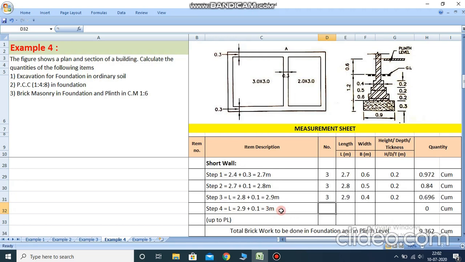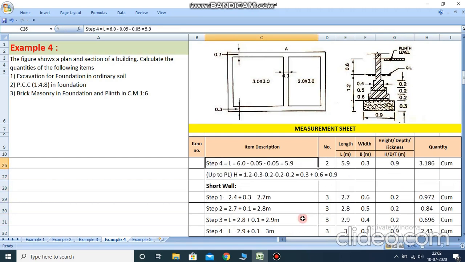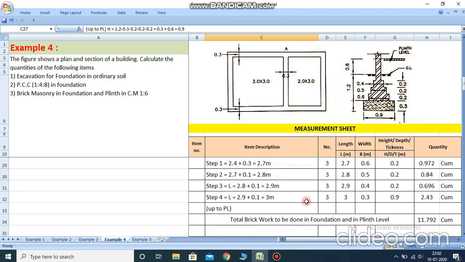And here total length we find is 3 meter. So write here number is 3, then total length is 3 meter, width is 0.3 and thickness is 0.9 meter. So how to calculate the 0.9? We already discussed in this long wall. So 1.2 minus 0.3 minus 0.2 minus 0.2 minus 0.2. So we got this value, and then this value plus ground level to plinth level, already given as 0.6. Clear? So we got the value 0.9.